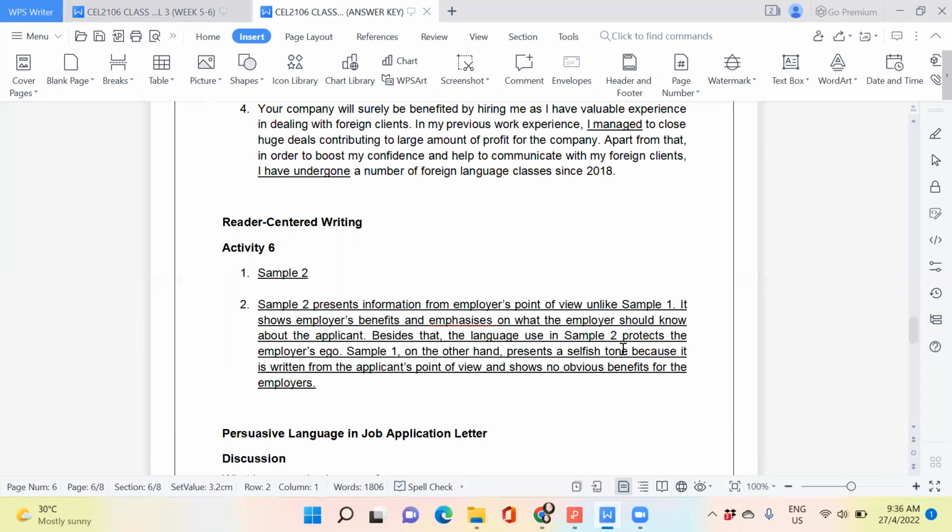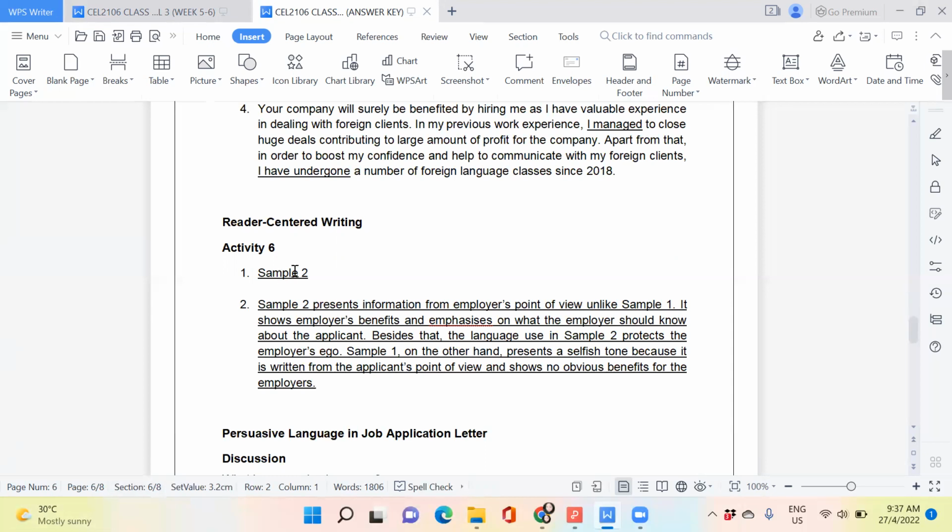And besides that, the language used in sample 2 protects the employer's ego. Okay, and sample one, on the other hand, presents a more selfish tone. Like I said tadi, kalau awak betul-betul tengok sample one and sample two, sample one is more on the author or the applicant being full of him or herself. Dia macam puji diri sendiri banyak sangat. So dia punya the connection with the employer is not quite there as opposed to sample number two.